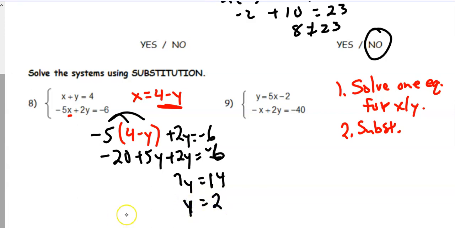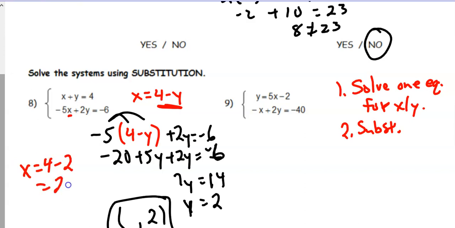So again, these should always be ordered pairs. Something comma 2 will be my solution here. Plug it back in. I can plug it back into any of these two. I can also plug it in right here. So if I do x equals 4 minus 2, I get that to be 2. So then my ordered pair is 2 comma 2. Okay? So problem like number 8, I had to do a little bit of an extra step. Problem like number 9, this is already set up for substitution because it's already solved for a variable.